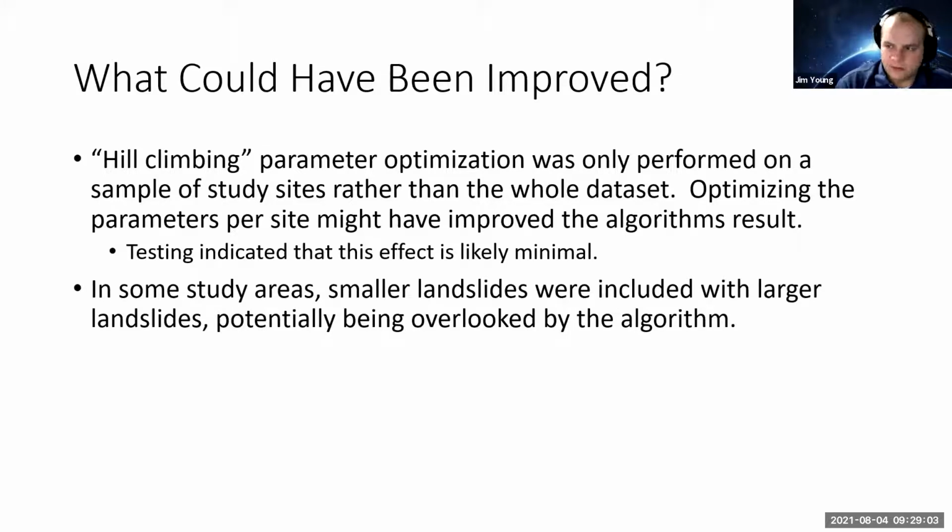So what could have been improved for this study? The hill climbing parameter optimization was only performed on a sample of study sets rather than a whole data set. And potentially optimizing parameters per site might have improved the algorithm result, but some limited testing showed that this effect is likely going to be minimal. And in some study areas, smaller landslides ended up being included with larger landslides, and they were potentially overlooked by the algorithm because of that global mean aspect.